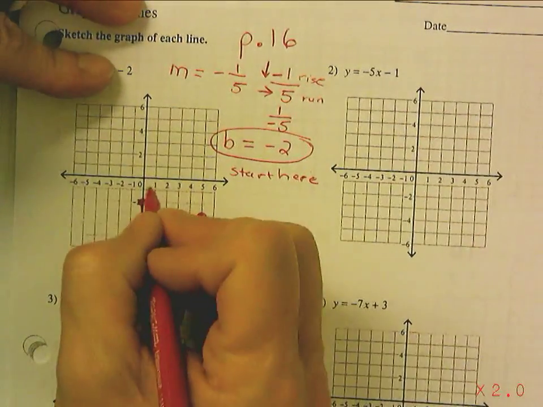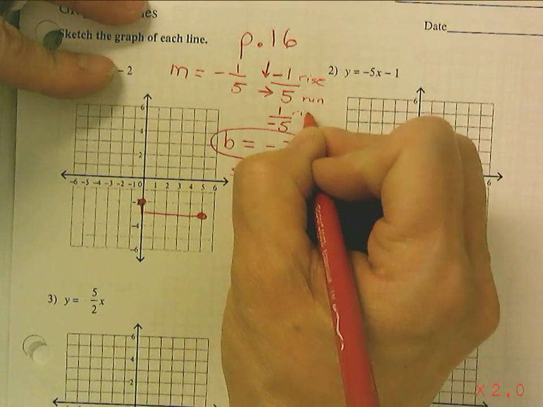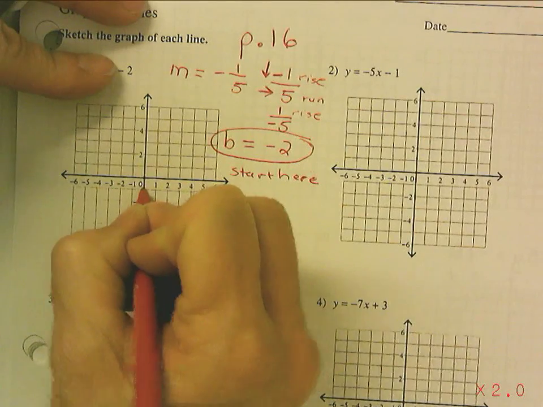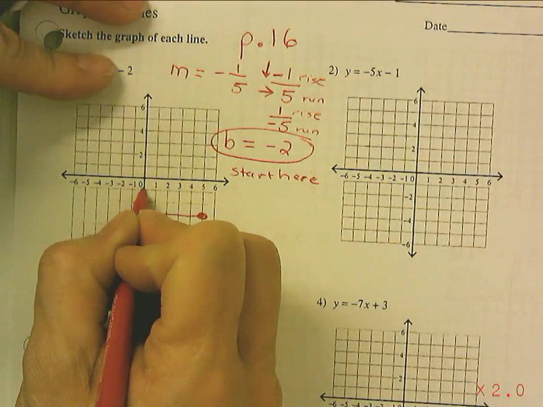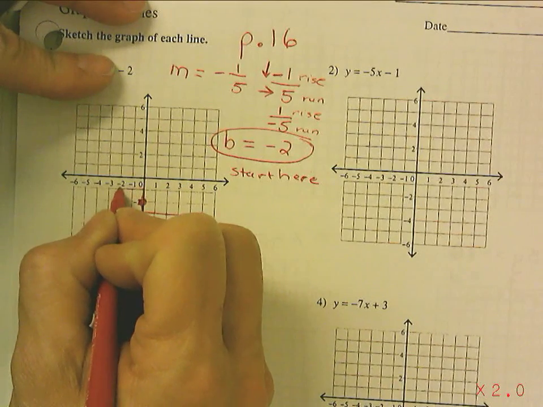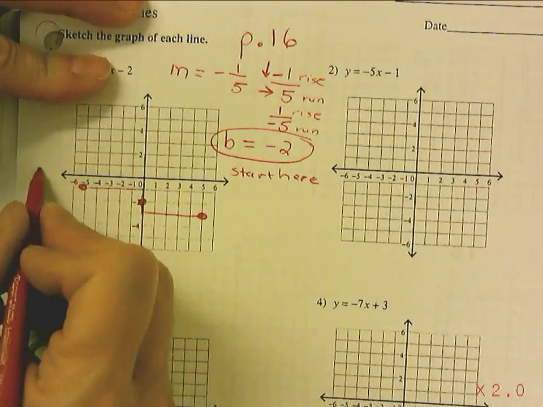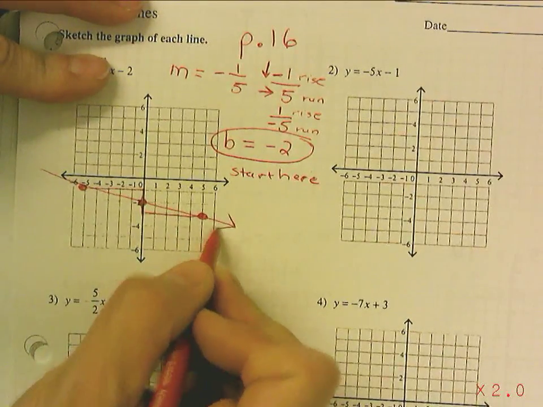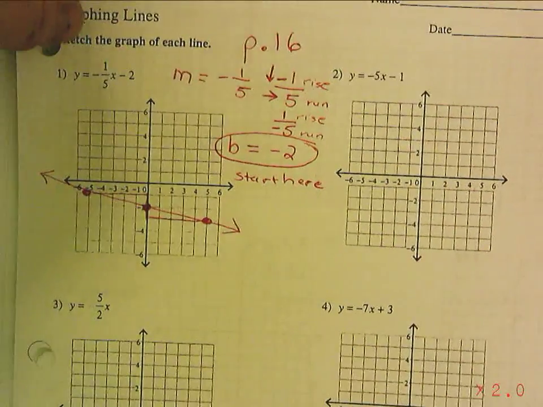Now I go back to the y-intercept, and this time I'm going to rise 1 in a positive direction and run -5 in a negative direction. So 1, 2, 3, 4, 5. Then I take a ruler and I connect my 3 dots. Okay? So let's do the next one.